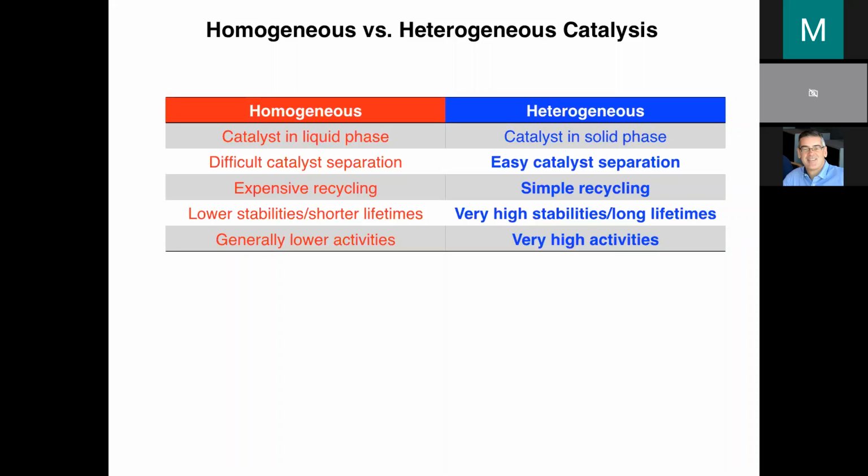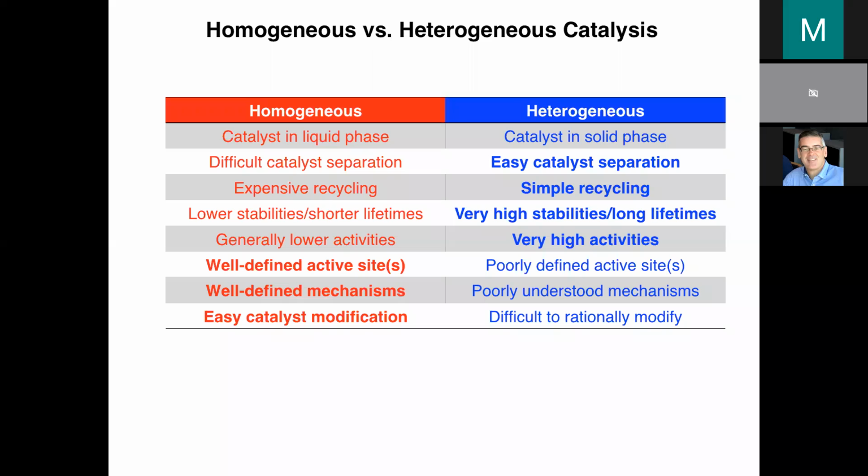Also, to reduce operating costs in industry, you ideally want to be able to use a catalyst many times over and just cycle a reactor over and over and over many times before you have to replace it. And so solid state heterogeneous catalysts tend to have very high stabilities and very high activities. And so oftentimes that means that they're going to be preferred for a given transformation so that they can be used as many times as possible to make as much product as possible.